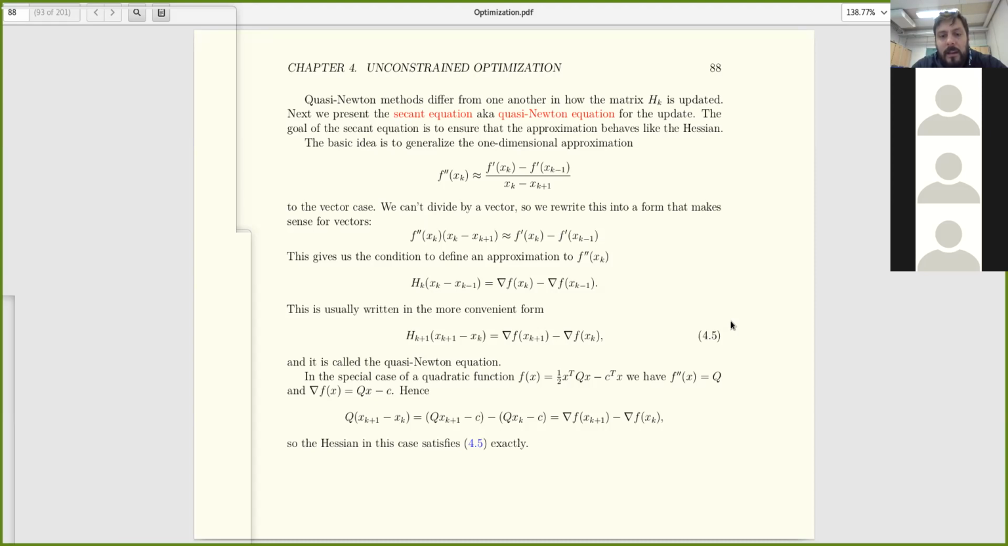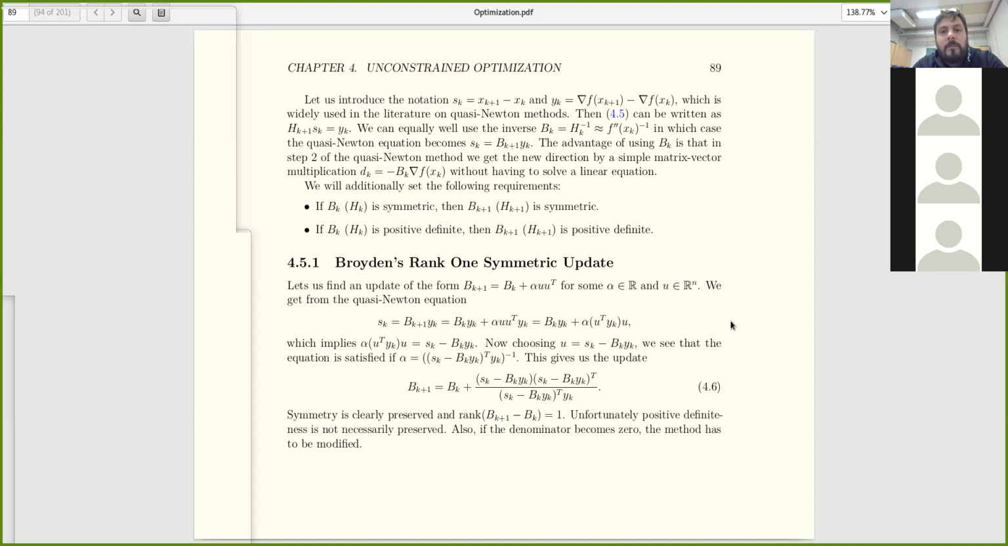In the quadratic case, the Hessian satisfies this exactly. In general, it doesn't, because even the second order approximation is not a perfect approximation. But this is a good idea. So the equality in 4.5 should not be viewed as strictly being equal. It's what we strive for, but as long as we're approximately doing 4.5, then we're doing very well.